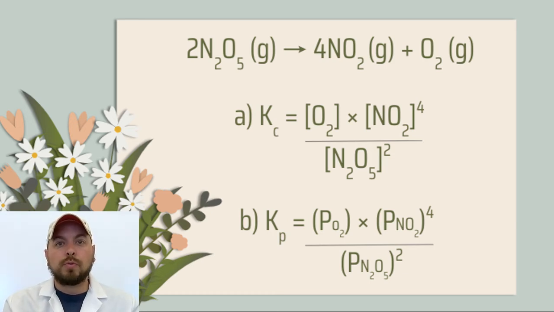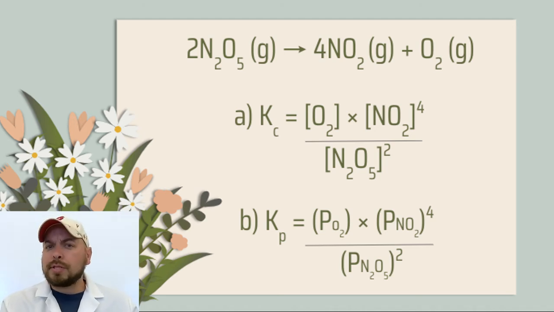Now the NO2 would need to be raised to an exponent of 4 because its coefficient is 4, and the O2 would need to be raised to an exponent of 1 because its coefficient is 1. We would then divide that by N2O5 in brackets raised to the power of 2 because its coefficient is 2. So this would be my Kc.